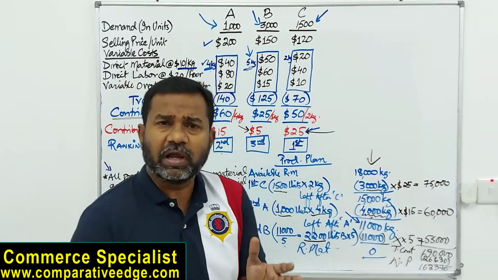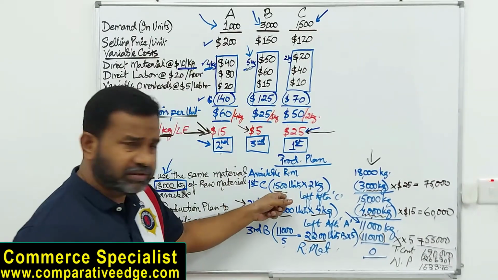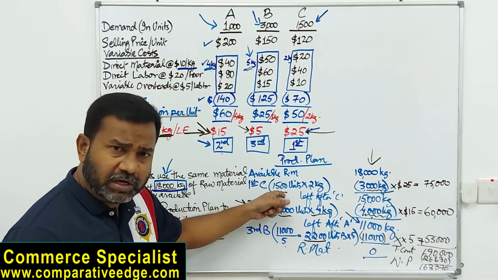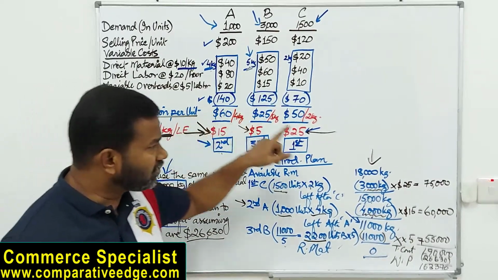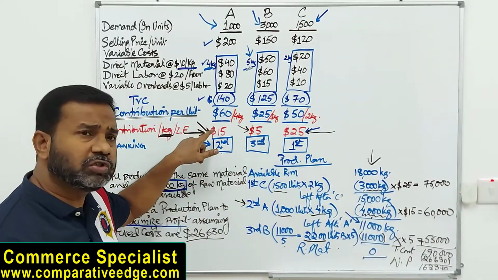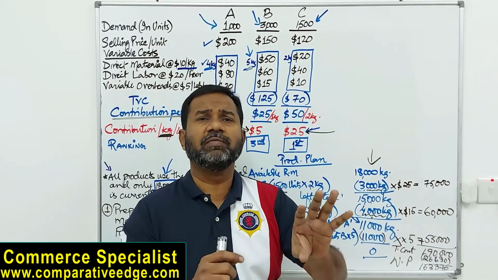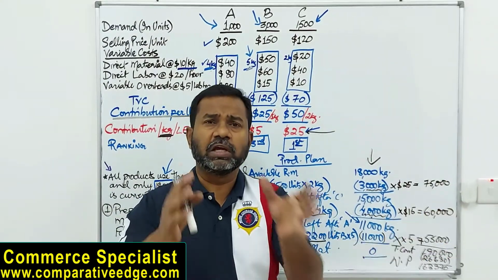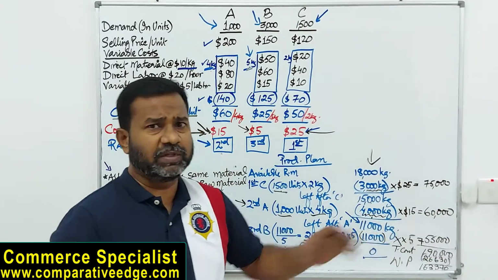The alternate way of doing this is we can also use the number of units. But if we are using units, I want to multiply it by contribution per unit. If I'm using raw material, I multiply by contribution per raw material. So you got to be consistent. If you're taking unit, you multiply it by contribution per unit. If you're taking kilograms, multiply it by contribution per kilogram. In the end, answer will be the same.